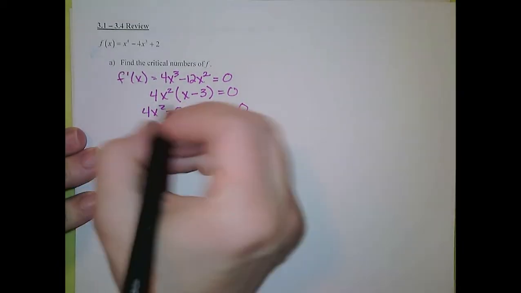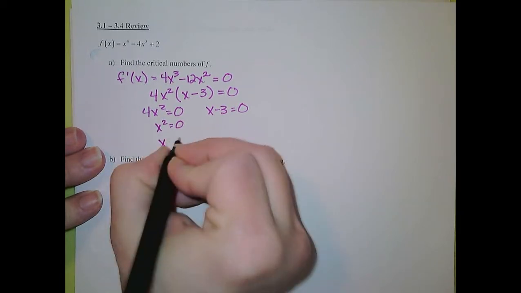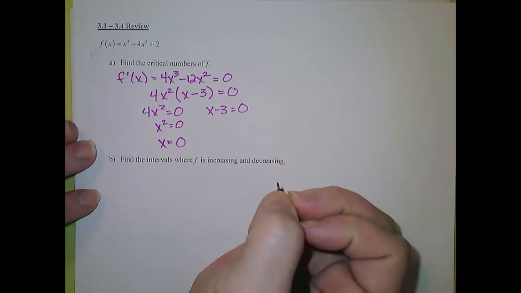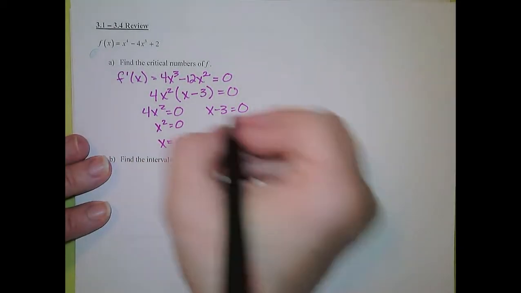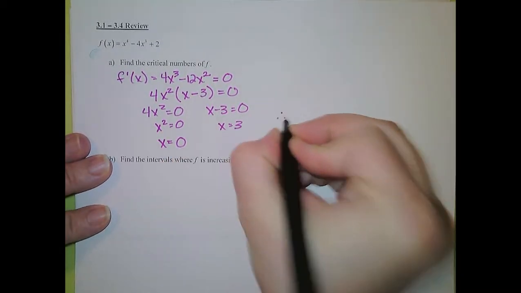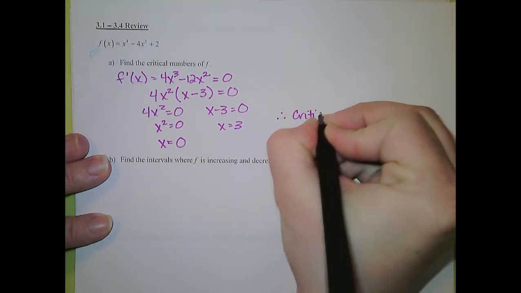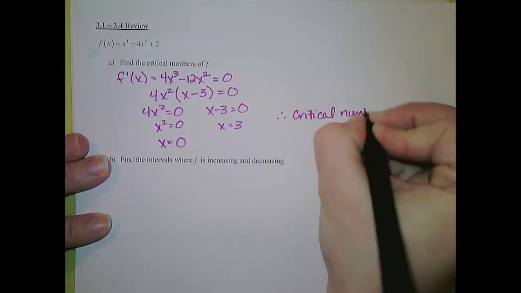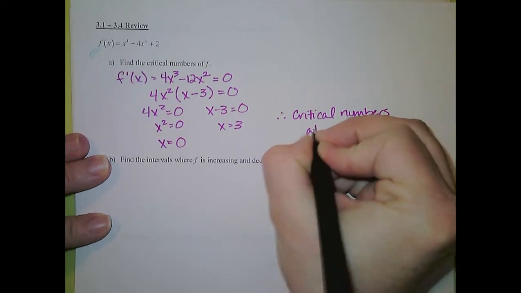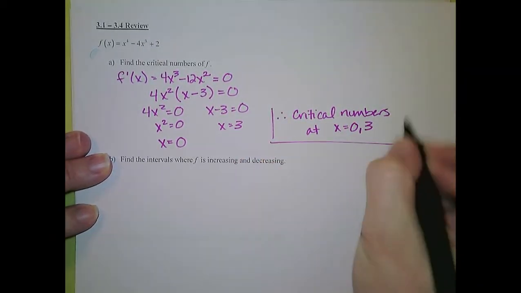So this would mean that x squared is 0. So then if we take the square root of both sides, x equals 0. Here, all we'd have to do is add 3 to both sides. We get x equals 3. So we can conclude that this function has critical numbers at x equals 0 and x equals 3.